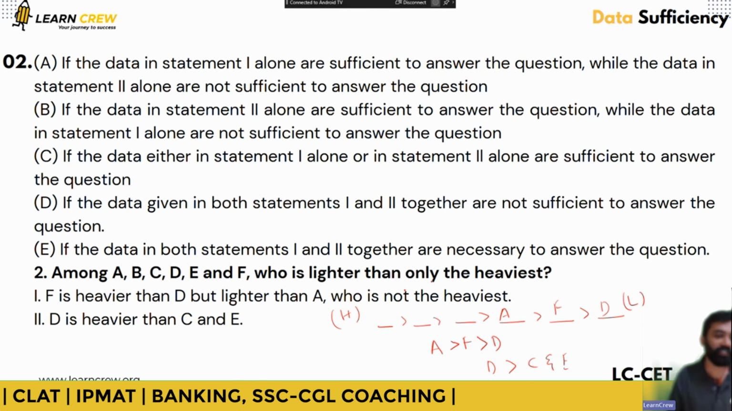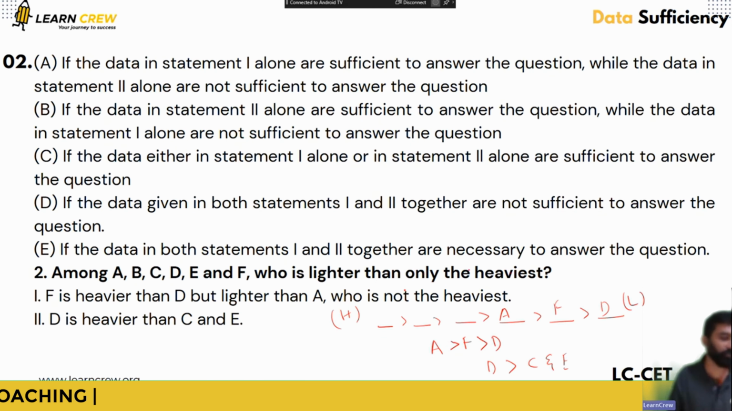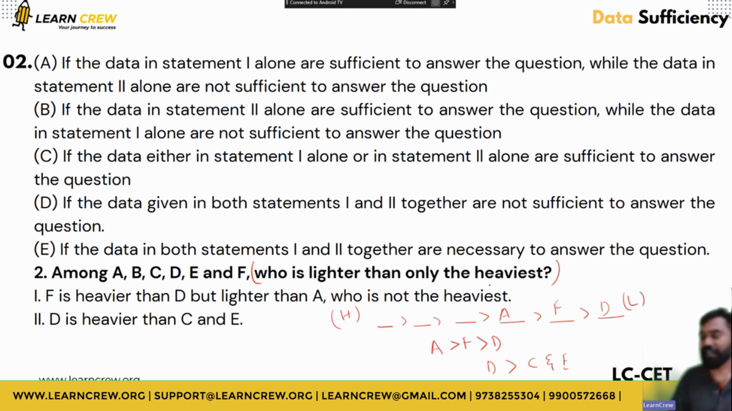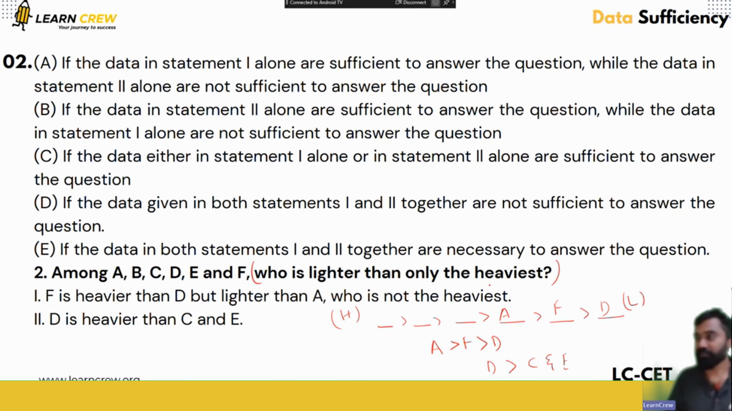Who is lighter than only the heaviest? Okay, wait. Here the question asked is who is lighter than only the heaviest. But here the option given is F is heavier than D but lighter than A, who is not the heaviest. That's all. They are not telling like A is second heaviest or A is third heaviest. It's not given. So now we need to use both the statements in order to find out the answer.